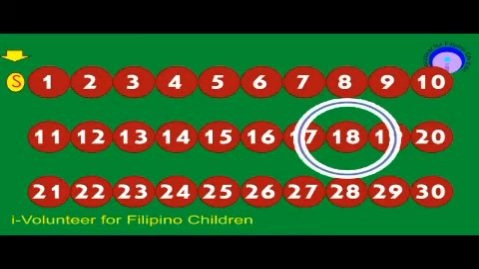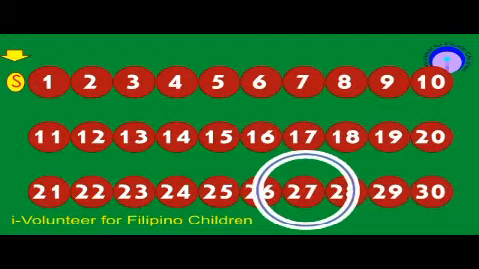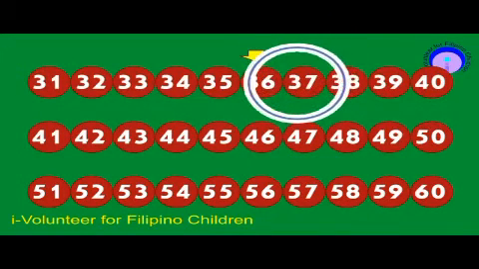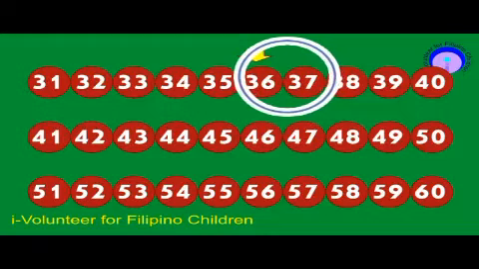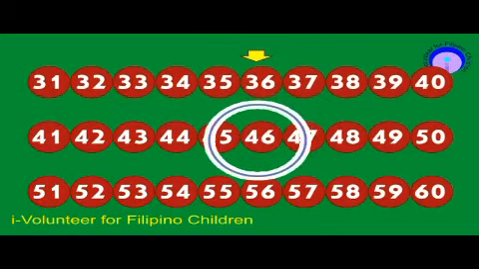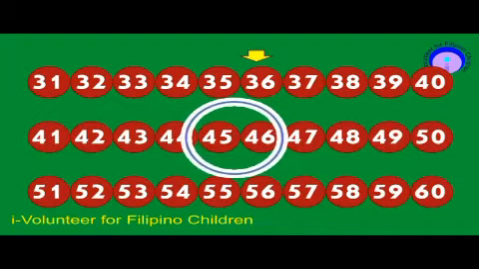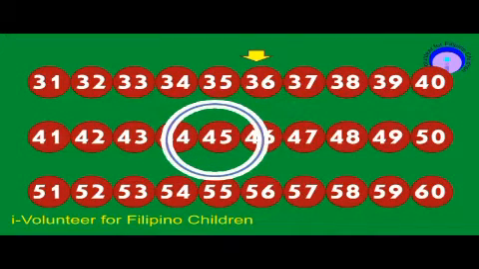After 18, what is next? 18 plus 10 is 28. Minus 1 is what number? Right, it's 27. Let's proceed. 27 plus 10 is equal to 37. Minus 1 is equal to 36. Let's proceed. 36 plus 10 is equal to 46. Minus 1 is equal to what number? That's right, it is 45.